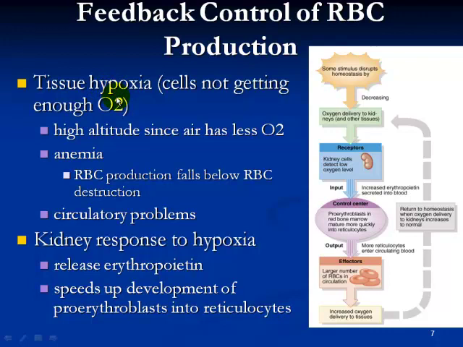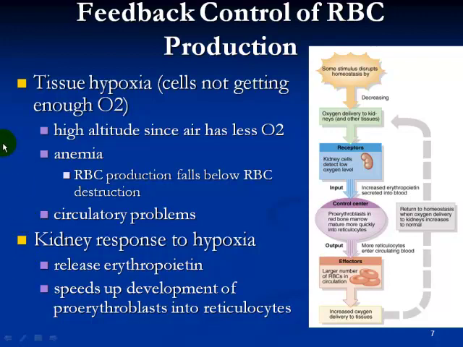I just want you to take a look at this. The challenge is tissue hypoxia, and this is where cells don't get enough oxygen. So there's a couple different possibilities. It could be at a high altitude and air has less oxygen per liter. You could be anemic, and that could be that the red blood cell production is below the destruction of red blood cells, or you have an iron deficiency, or you could have circulatory problems. Well, the kidney is what responds to hypoxia. It releases erythropoietin, which is the hormone that is going to speed up the development of proerythroblasts and create the reticulocytes.